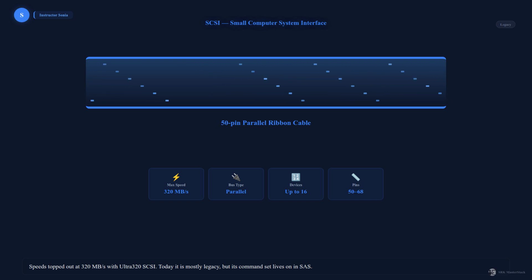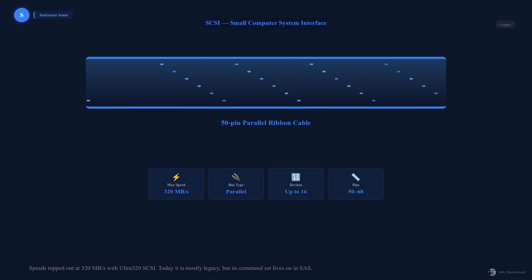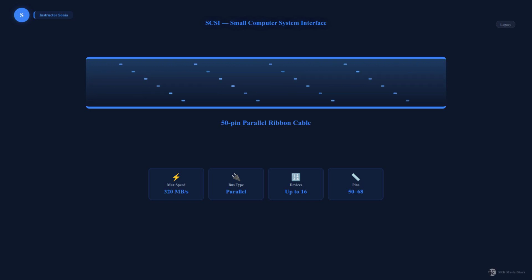It supported up to 16 devices on a single chain, but you had to terminate the ends properly, and device IDs were set with physical jumpers. It was powerful but complex. Speeds topped out around 320 megabytes per second with Ultra 320 SCSI. Today, SCSI has largely been replaced by SAS and SATA, but its command set lives on in the SAS protocol.